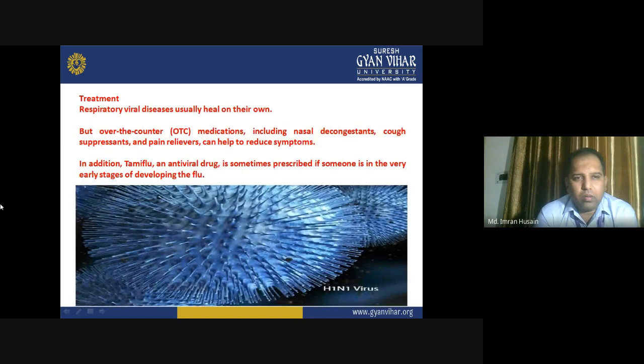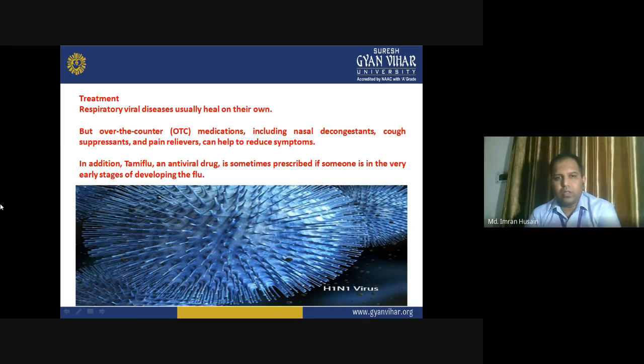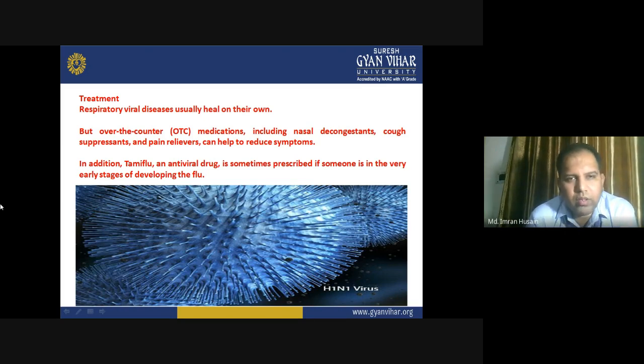When you come to the treatment, viral diseases usually heal on their own. We don't have a very effective treatment for these viral diseases. But over the counter medications, including nasal decongestants, cough suppressants, and pain relievers, can help to reduce the symptoms. You can only reduce the symptoms, you cannot treat them. In addition, Tamiflu, an antiviral drug, is sometimes prescribed if someone is in the very early stages of developing the flu. So Tamiflu can be effective in the very early stages of infection.